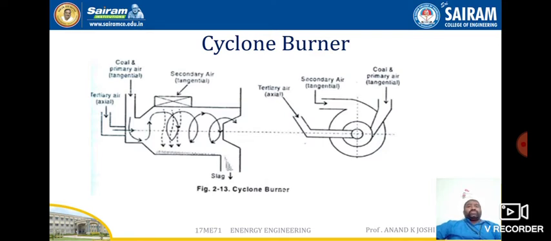Coal and primary air, about 25% of combustion air, and secondary air are admitted tangentially into the cylinder. This produces strong centrifugal motion and turbulence to the coal particles, so a cyclone kind of formation takes place. The velocity is high, about 100 meters per second, and the tertiary air, about 5 to 10% of the secondary air, is admitted axially at the center, as already shown in the figure. Such burners produce high heat and temperatures around 1000 degrees centigrade, and due to this high temperature burning, the ash melts in the form of slag and is drained out periodically at the bottom.